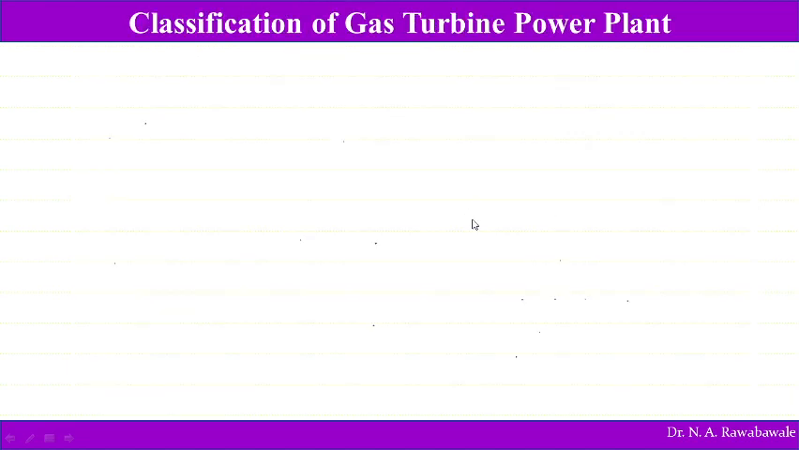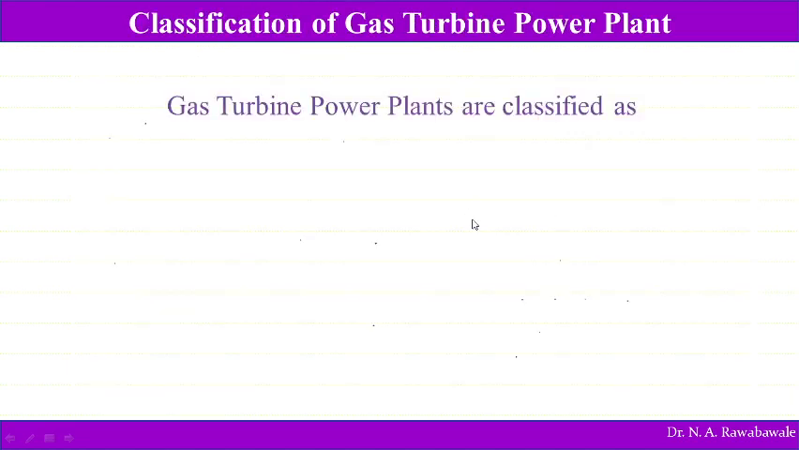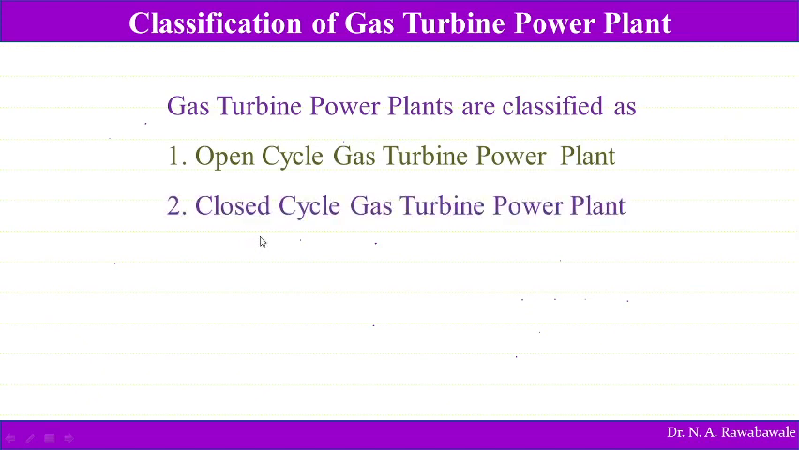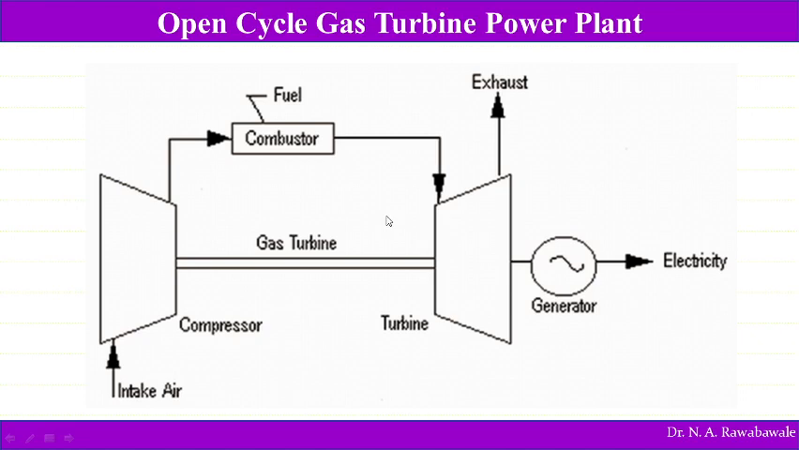Now, the classification of gas turbine power plants. These gas turbine power plants are classified into two categories. The very first is the open cycle gas turbine power plant, and the second one is the closed cycle gas turbine power plant. What this open cycle gas turbine power plant is, just what we have seen, is the open cycle.